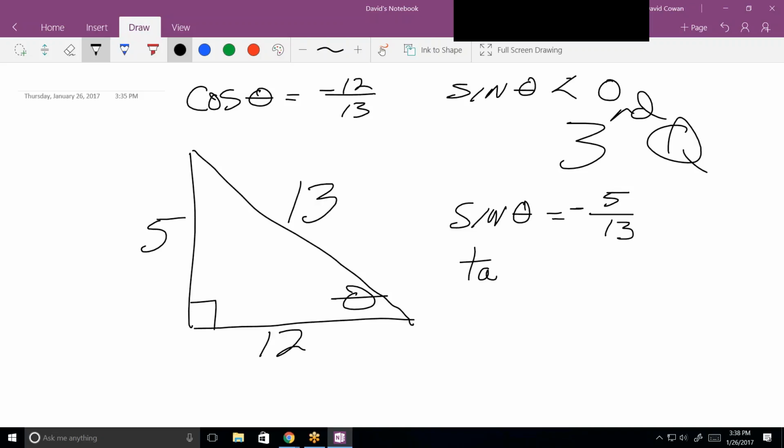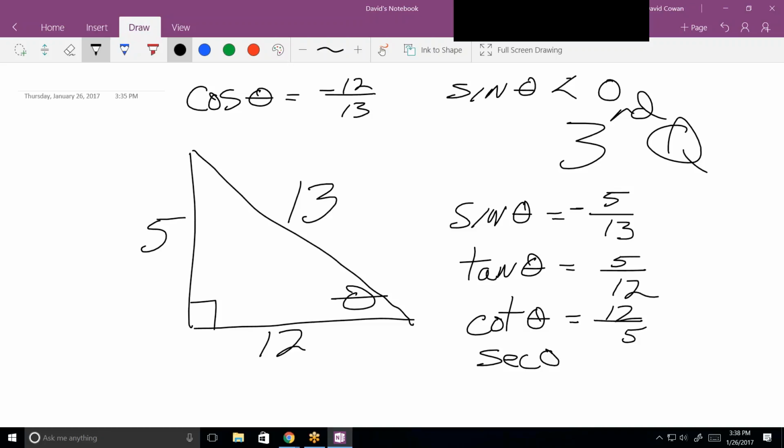And then they want all the other 5 trig functions. What's the tangent of theta? Tangent of theta would be 5 over 12. And what's its plus or minus sign? It's positive because it's in the third quadrant. Okay, and cotangent of theta? 12 over 5. And also positive.